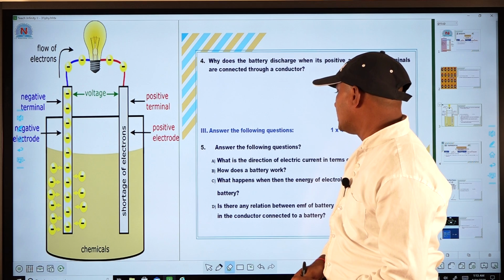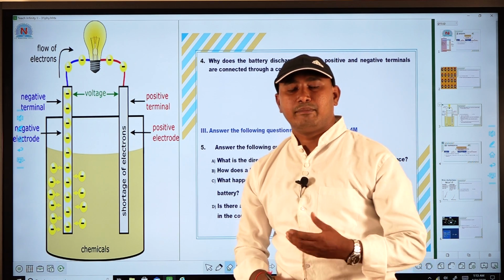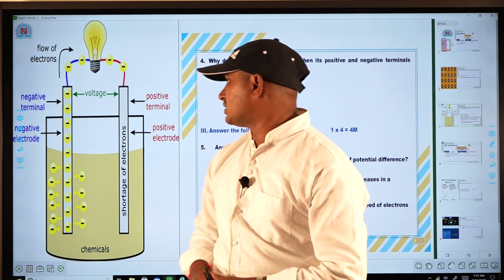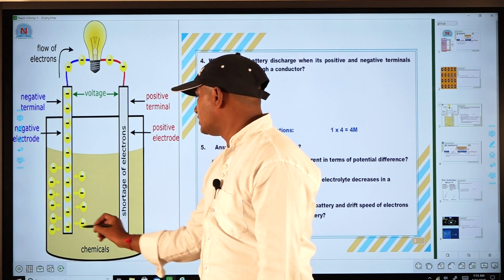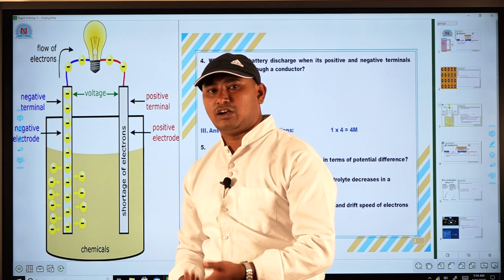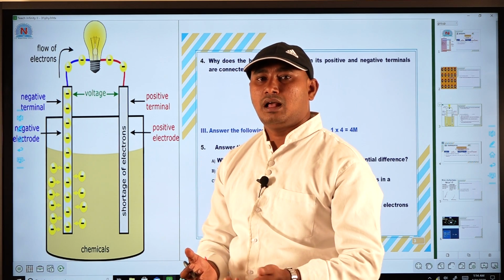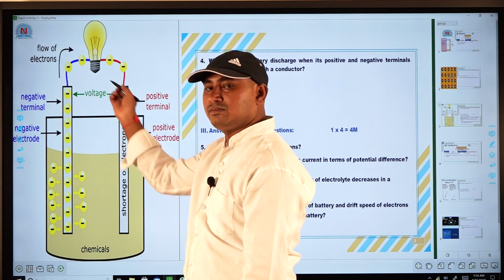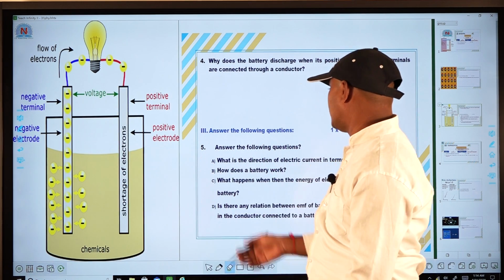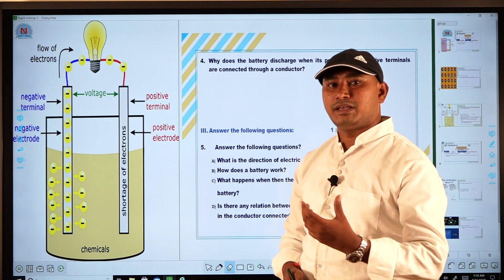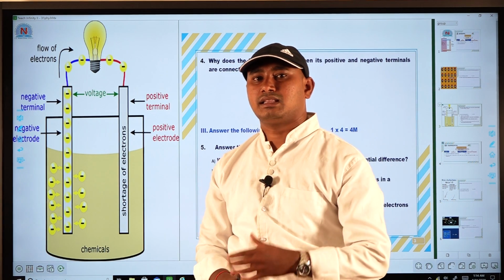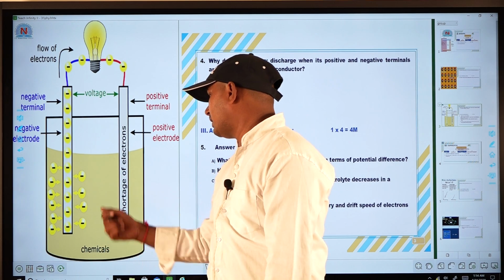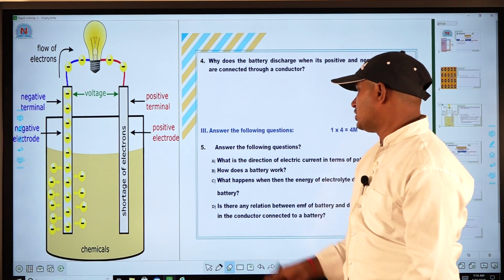Next question, how does a battery work? The battery works by using chemical reactions. So here this is the electrolyte. This electrolyte gives some chemical force and chemical reaction. By using the chemical reaction, the battery works. So that is the answer for question 2: the battery works by chemical reactions inside it, and it also depends upon the electrolyte, like a chemical.